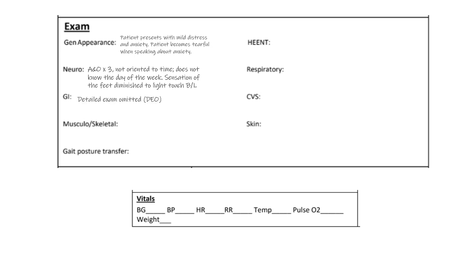Next is the gastrointestinal system. We didn't feel the need to perform that, so in that case, again, we don't want to leave it blank, so we're going to write detailed exam omitted, and in parentheses DEO. For any other exams that we're going to omit, we can just write DEO.